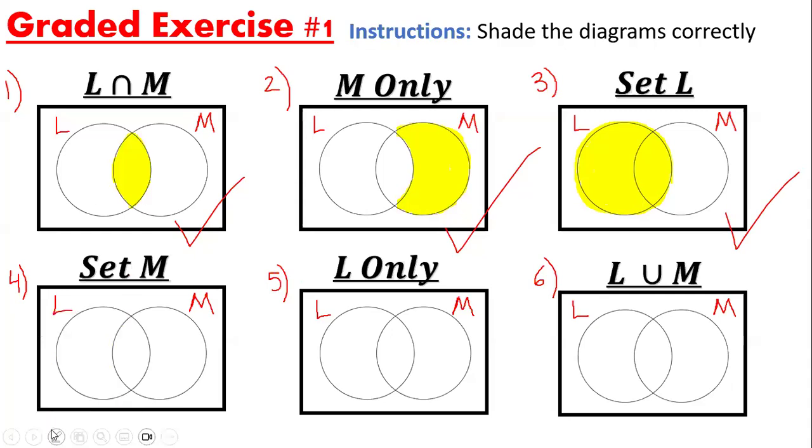Jeremiah Rule. Yes, sir. I need you to do number 4, set M. How do we get that? Shade only the left side. So do I include intersection or no? It says set M though. It didn't say M only. So do I include, because M only is just this, but do I include the intersection this time? Yes, sir. Good. Because it says set M, all of set M. All right.